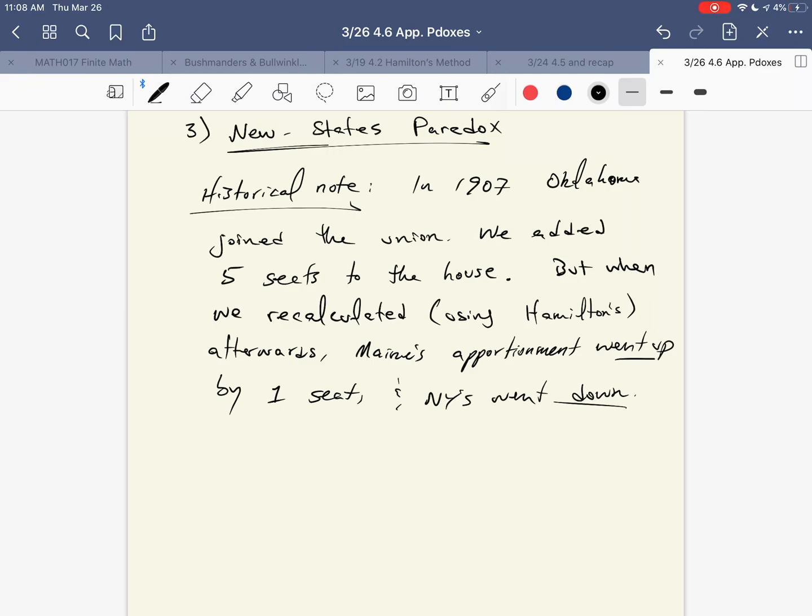And we thought that we were calculating it well. We said, okay, Oklahoma has this population. Let's give them 5 seats because 5 seats corresponds to their population. But then when we add them and we calculate everything, we find that our apportionment changes. So what is this? The definition of this paradox is that this is when a state's apportionment is affected simply by virtue of a new state being added.